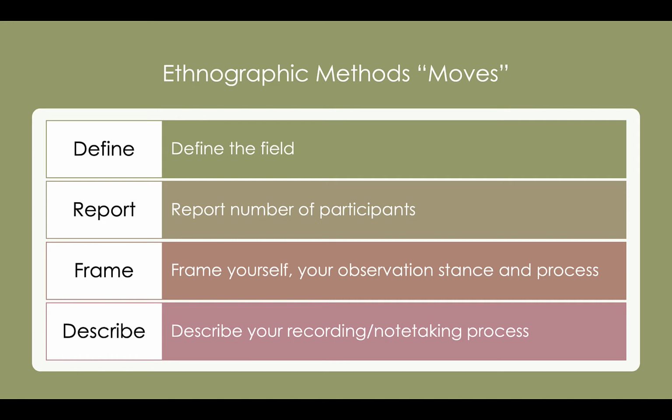So when I said ethnographic methods look different, it just means that you're going to have to make a few different moves. Something that isn't as apparent in a lab experiment that we do need to be sure we do in ethnographic methods is define the field. And I'm not talking about the field of composition studies or the field of sociology. I mean literally your field site. Where did you do your observation? What was it like? How did you go about engaging with the field?